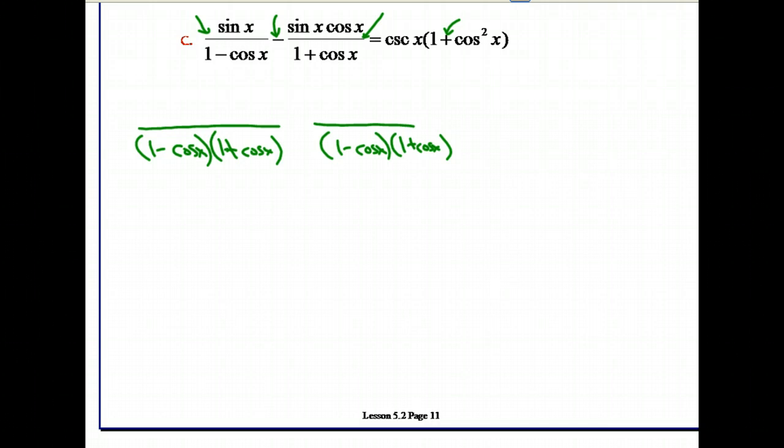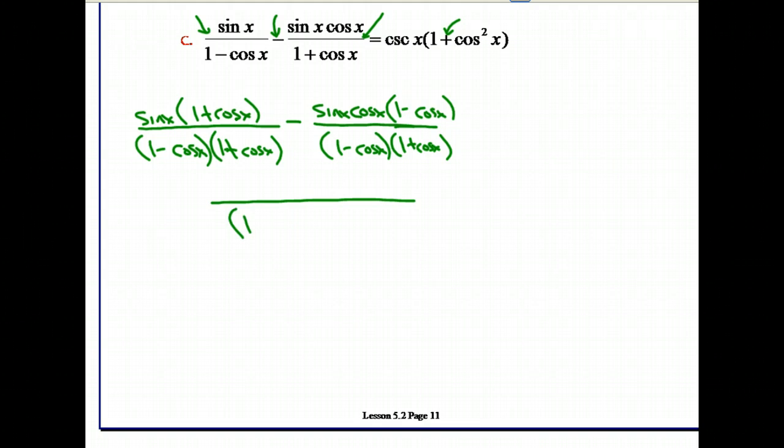The first fraction, I've got the sine. I better multiply by 1 plus the cosine of x. Second fraction, I've got the 1 plus cosine. Got my minus here, so I better multiply by 1 minus the cosine. And again, I'm working exclusively on the left side. All right, I've got a common denominator, so I'll write that. 1 minus cosine x, 1 plus cosine x. So far, so good. And now on the tops of the fractions, I'll first distribute.